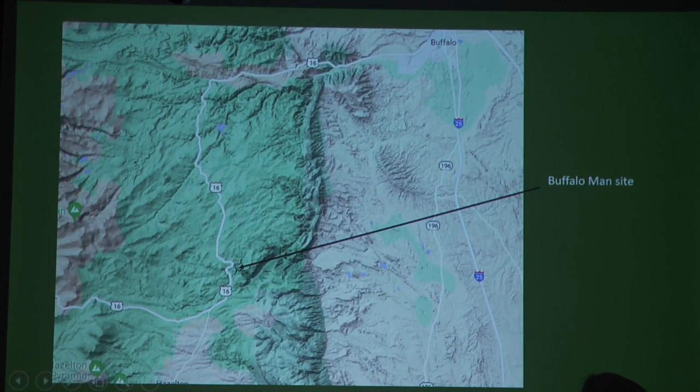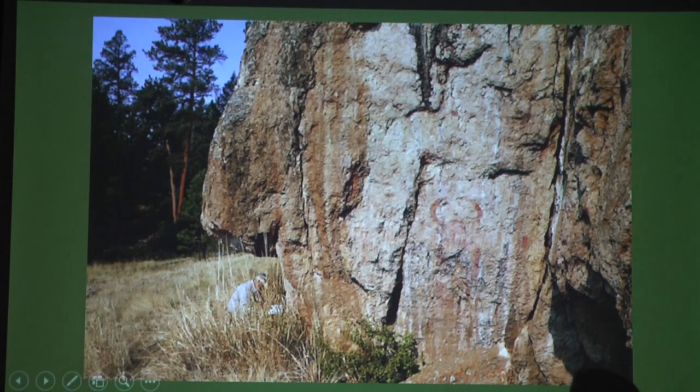All right. So the buffalo man site now. I'm going to move off to the other side of the Bighorn Mountains. This is Buffalo, Wyoming up here. Okay, so I'm off on this side of the Bighorn Mountains. And here's this site.